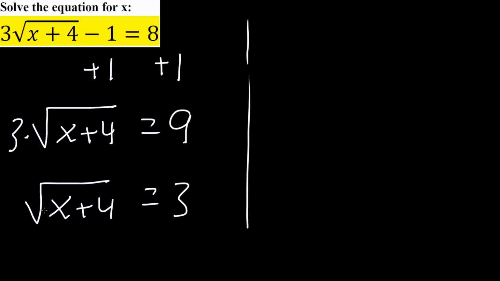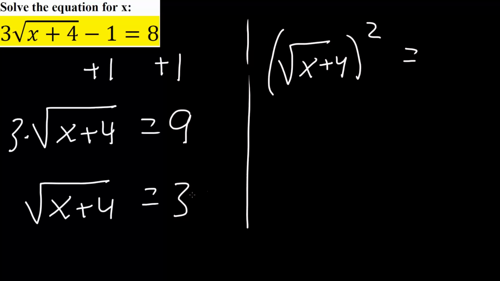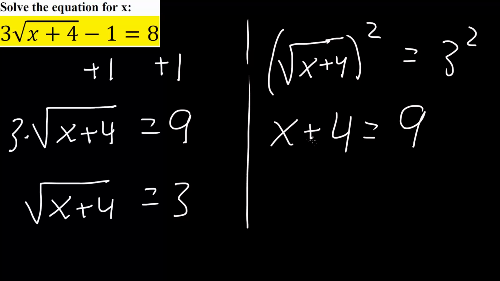Next, we will square this side and this side. So if we square the square root of x plus 4 like this, we had to square this also. So 3 squared. And whenever we square this term right here, we would get x plus 4 is equal to 3 squared. 3 squared is 9. Finally, minus 4, and so x is equal to 5.